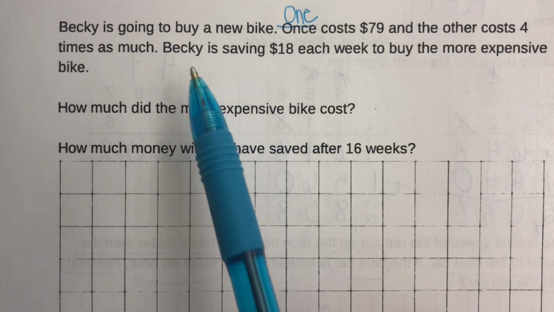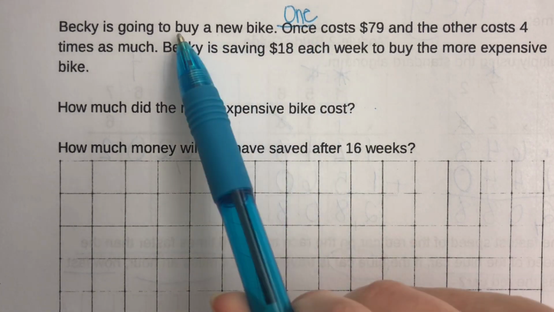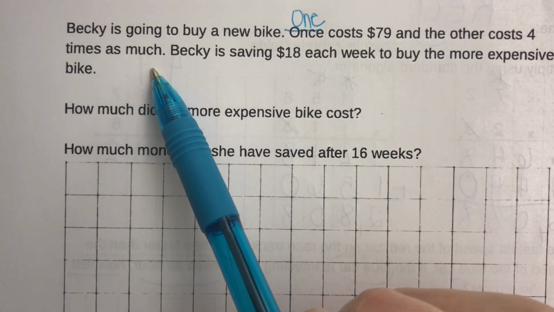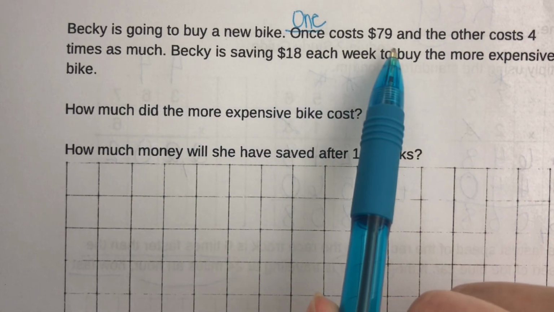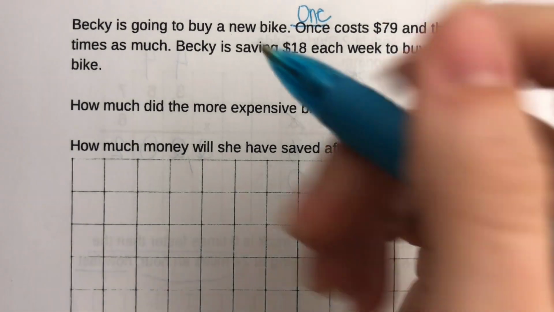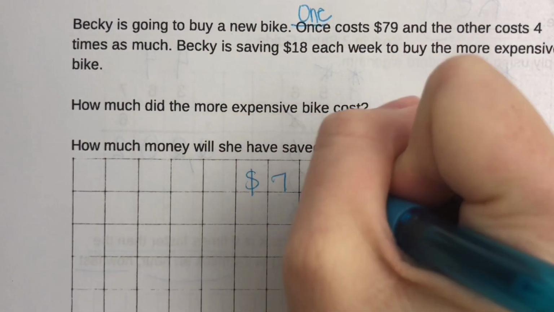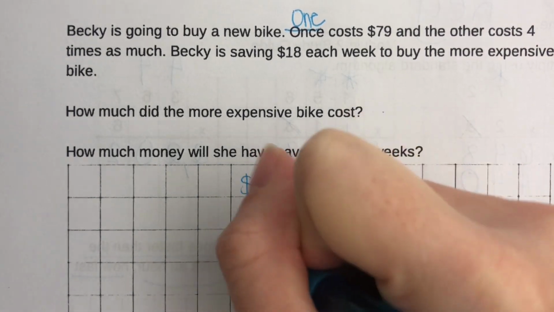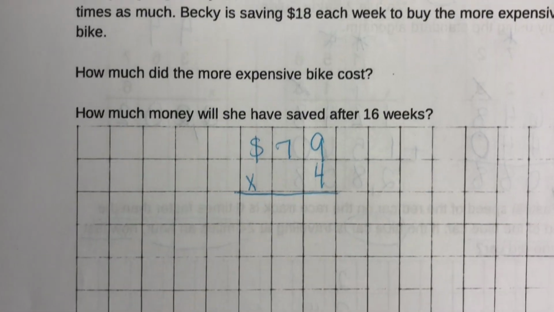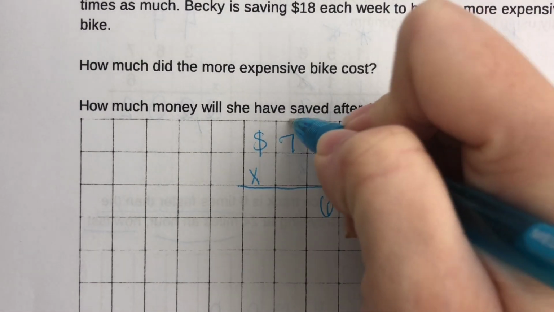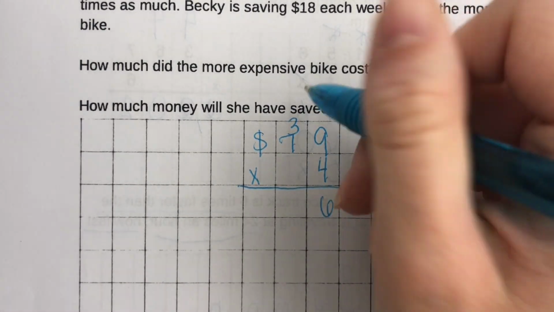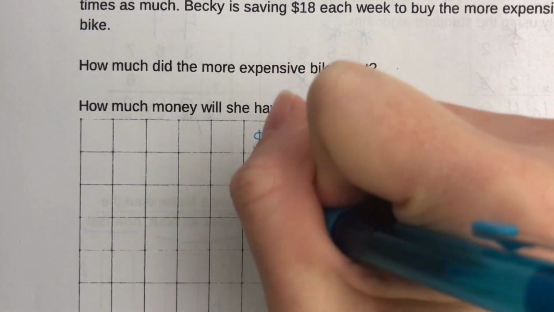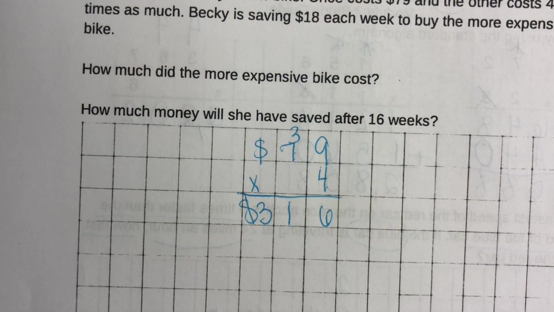So what information do we need from this problem? One costs $79 and the other costs 4 times as much. So that is the more expensive bike. So $79 times 4, because this more expensive bike costs 4 times as much. 9 times 4 is 36. 7 times 4 is 28, plus 3, 29, 30, 31. So the more expensive bike costs $316.